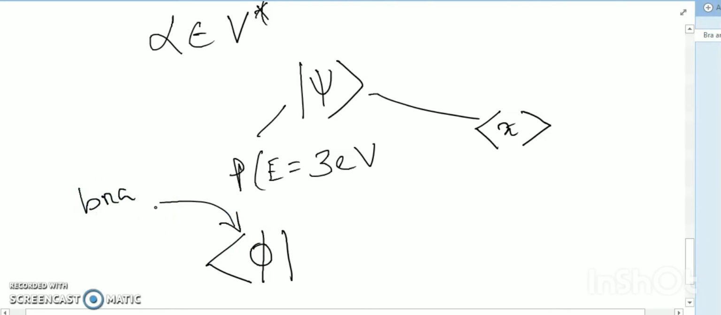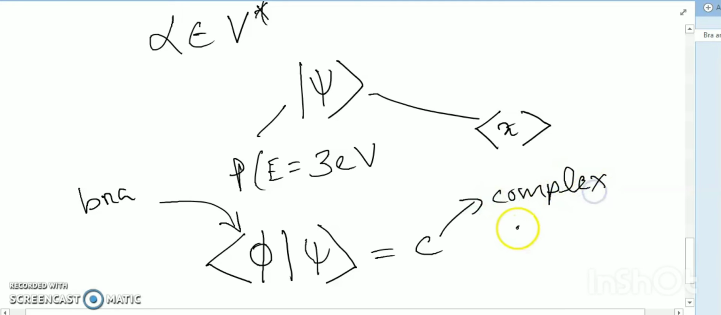Bra, and this is an operator. Remember that this is a linear functional, so this should be thought of as an operator that acts on a ket. An operator acts on a ket and returns a number, possibly complex. So it acts on a ket, ket psi, and this is the number c, which may be complex or real.